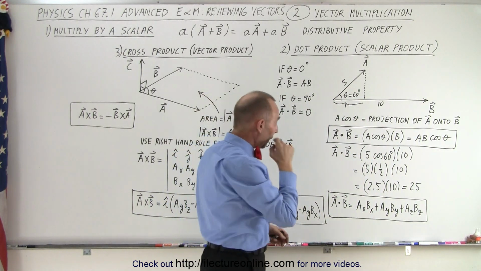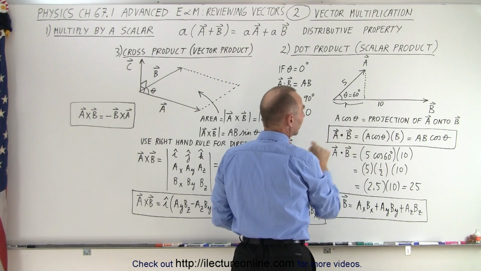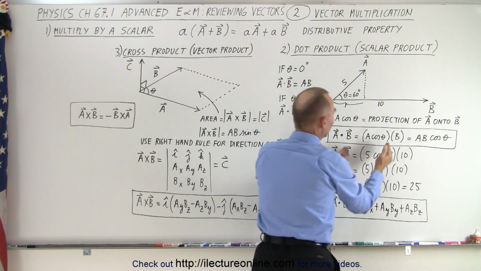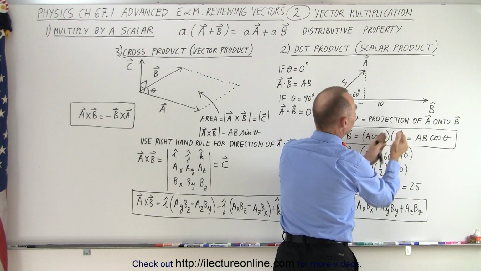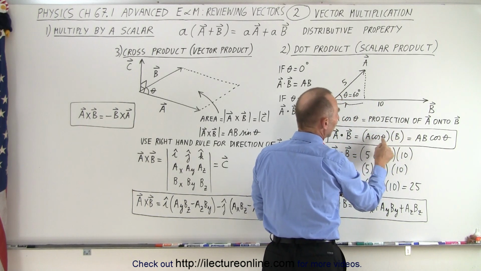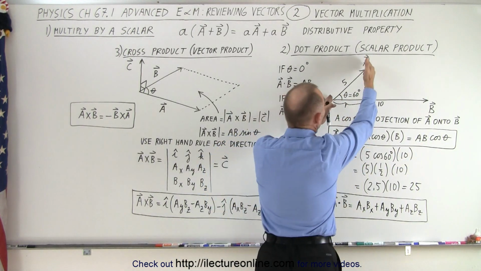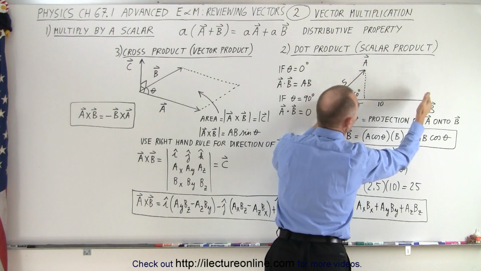So essentially, if we write A dot B, that's why we call it the dot product, to put a dot in between, A dot B is the projection of A onto B times the length of B, and therefore we can write it as the magnitude of A times the magnitude of B times the cosine of the angle between them. But essentially, it's the length of the vector A projected onto B times the length of B.